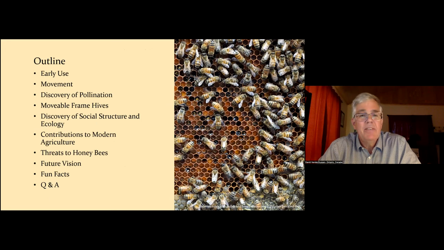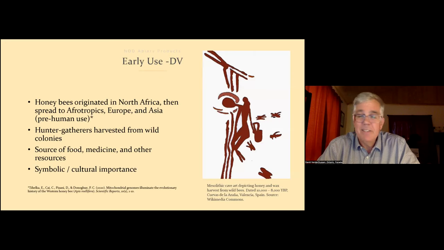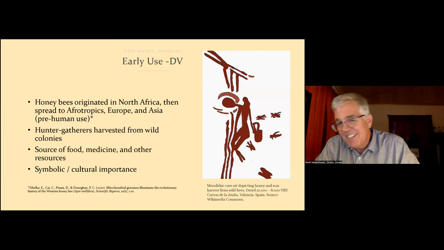So we finally come up to what our actual talk is. So that was the introduction. And Heather's already mentioned essentially what we're going to be discussing. Essentially, we'll look at the early use of the bees, the movement of bees around the planet, the discovery of pollination. You know, that wasn't always a known science. It's actually fairly recent. Movable frame hives, the discovery of the social structure and ecology, contributions to modern agriculture, threats to the honeybees, future vision, fun facts, and then questions and answers. So this is all very fascinating to me, and I hope that you enjoy the talk.